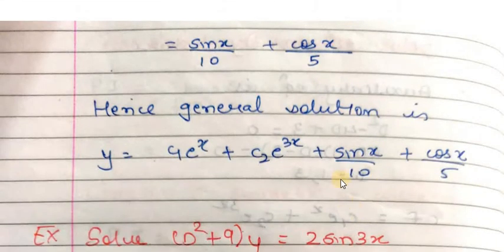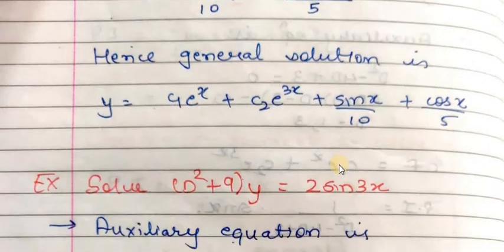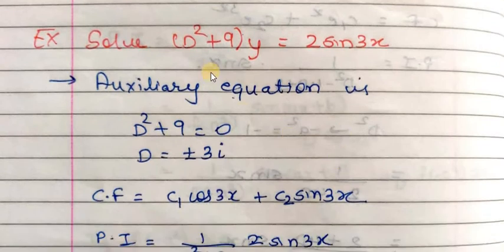Okay, now we will see problem number 2 related to this topic, that is (D square plus 9) y equals 2 sin 3x. Again you can see that this problem is of the form f(D) y equals R(x). So its solution will be y equals CF plus PI, where CF is the complementary function and PI is the particular integral. First of all we will find out CF.